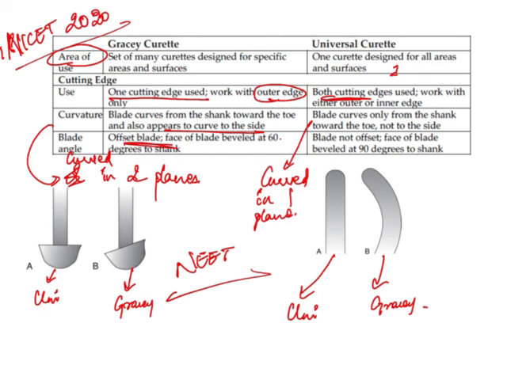The Gracie has an offset blade; the face of the blade is beveled at 60 to 70 degrees, whereas the universal has no offset. It is beveled at 90 degrees to the shank.